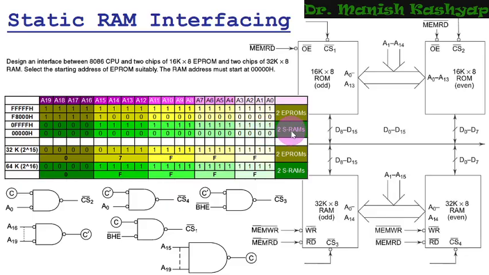And another important point to note here is that for the EPROM chip, since 15 address lines were used, so from A0 to A14 address lines will be used.